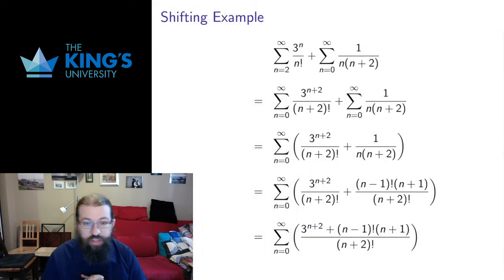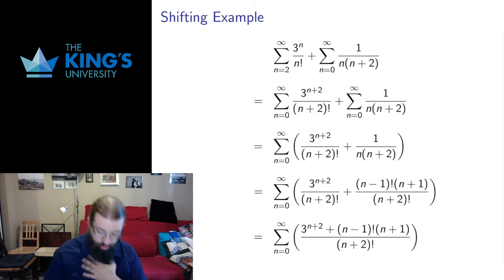Let me show you an example of shifting. This is a situation where I have two sums that I would like to add together into one sum, but they start at different places. One starts at 2 and one starts at 0. I can't add them together unless they're in the same form, unless they have the same start. And these are infinite series, so they go to infinity, so they already have the same end.